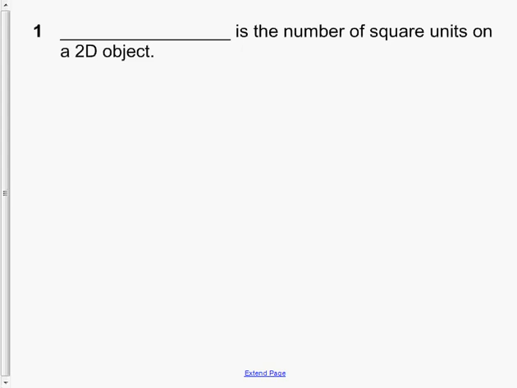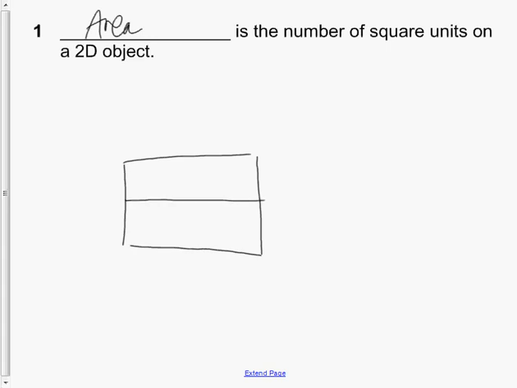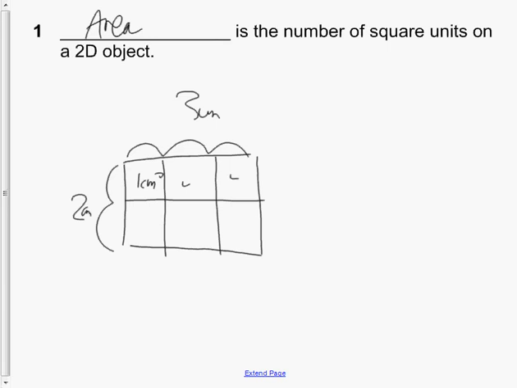So your first questions are all your vocabulary, and I gave them to you before, but anyway, we'll go through them again. Blank is the number of square units on a 2D object. Even though really it's not, we're going to call it area. Area is the number of square units on a 2D object. If I think about this 2D object being a rectangle, and if I imagined it was 3 units this way, and 2 units this way, the number of square units would be 6. There'd be 1 square centimeter here, if these were centimeters, of course. There'd be 1 here, 1 here, 1 here, 1 here, and 1 here. So the area of that 2D rectangle would be 6 square centimeters.